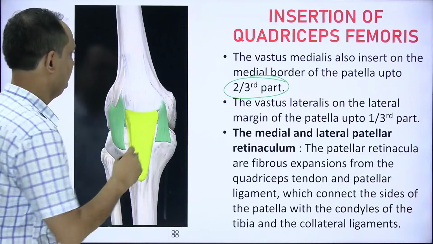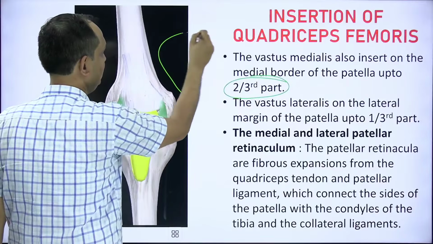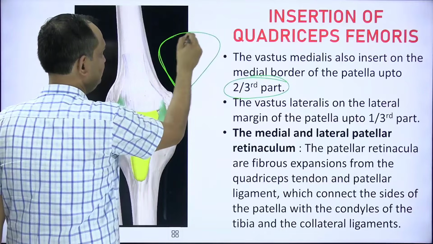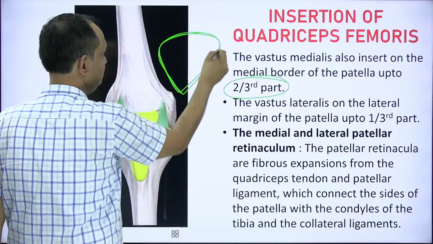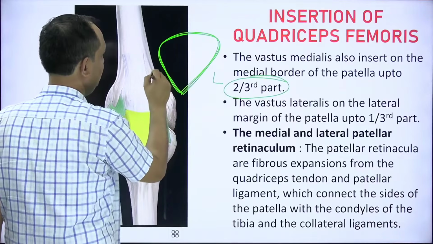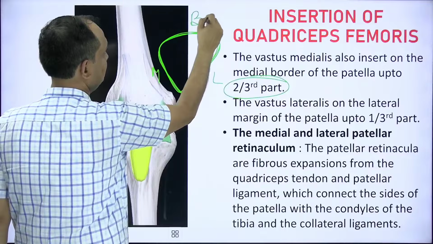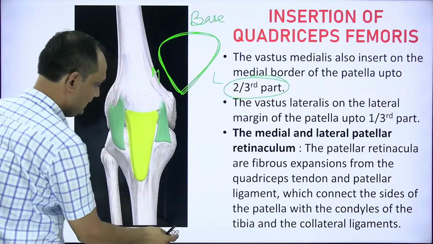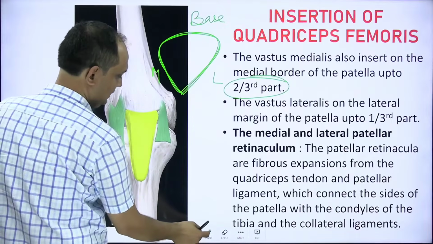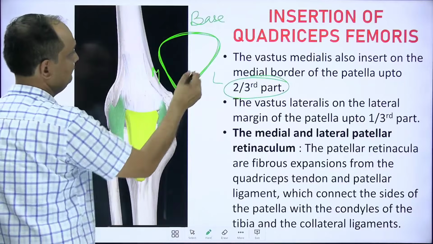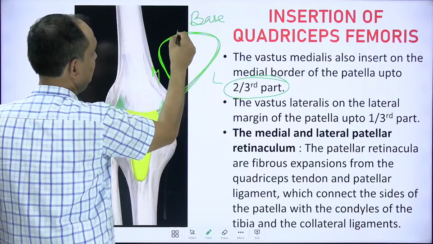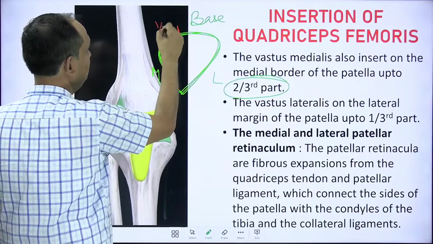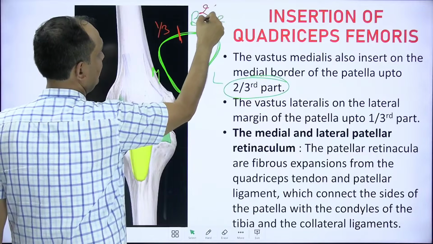Now, what does it mean? This is your patella bone. This patella bone has a lateral border, a medial border, and this is the base. Now, what we will do is divide this into parts. How will you divide? You will divide this base into the medial 1/3 and lateral 2/3.